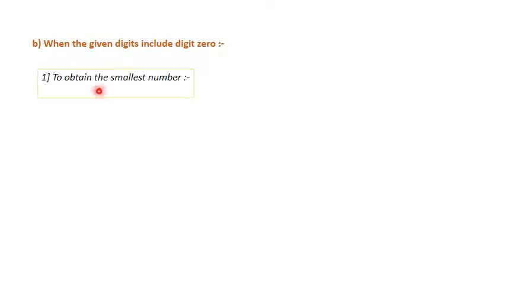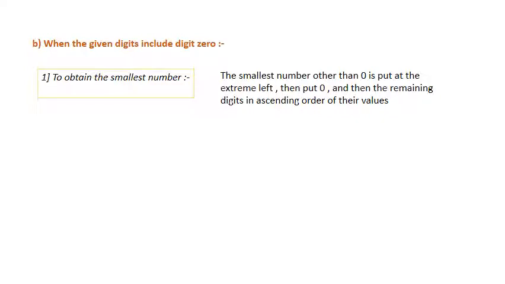Okay, now students, when the given digits include digit 0. To obtain the smallest number, the smallest digit other than 0 is put at the extreme left. Then put 0 and then the remaining digits in ascending order. What do we have to do? Here we have to take the smallest digit other than 0. We have to put it at the extreme left. Then we put 0 and then the remaining digits in ascending order of their value.